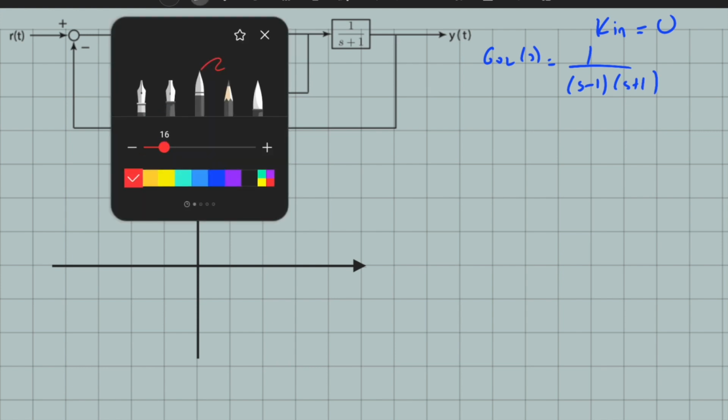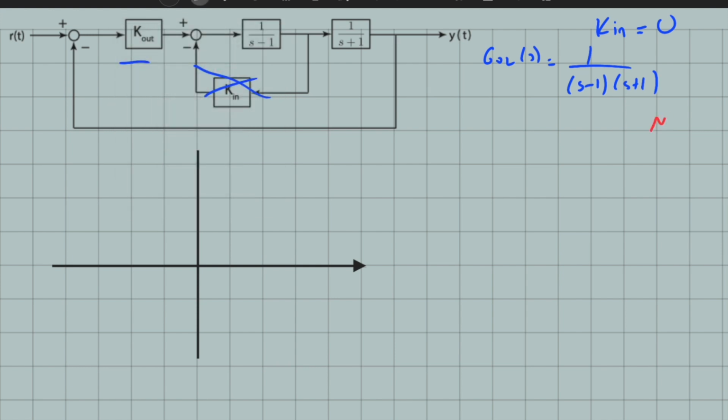Okay, so let's look at the poles and zeros. As you can see, we don't have any zero. We have two poles. Okay, so let's place the poles. One is here, one is here. This is 1, this is minus 1, and there is no zero.